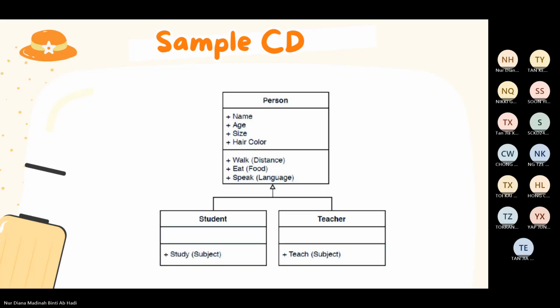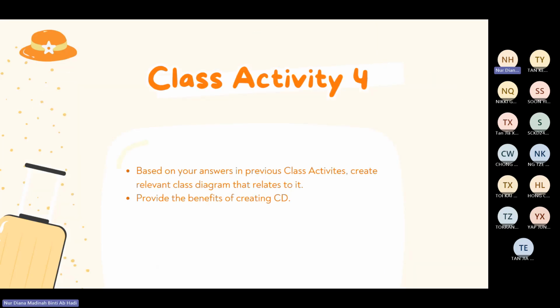So, how about this? Is this the correct one? Yes. Why? Because we have our class name, our attributes along with the visibility, and then we have the proper arrow. So what does this arrow mean, everybody? Inheritance. Why inheritance? Yes. Okay, so this is your class activity 4. Please do it now.